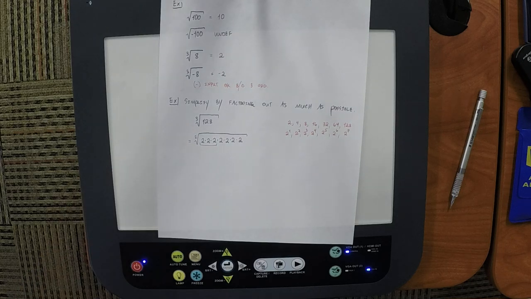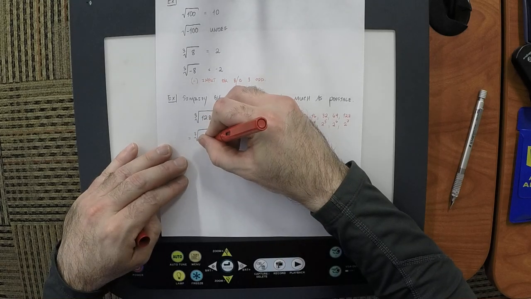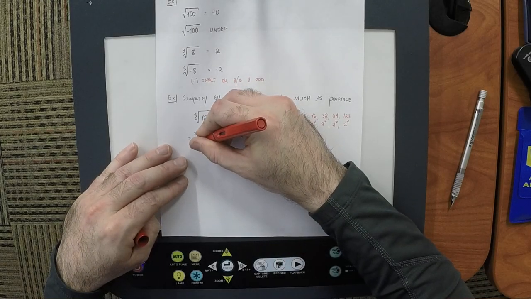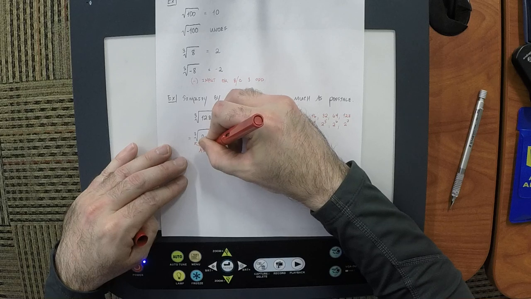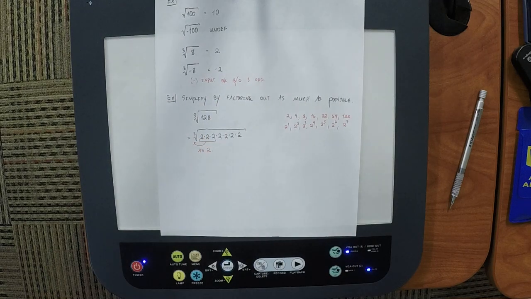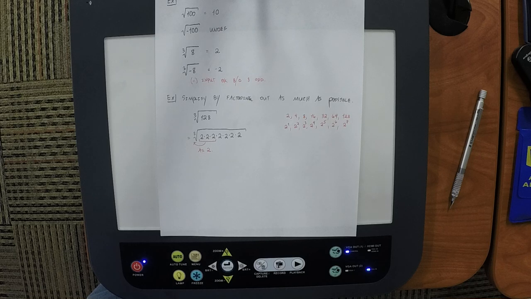Why are we interested in triplets? I thought we were interested in twins. It's cube root. Why were we interested in twins the last time we were dealing with this? Because it was square roots. Now we're interested in triplets. So this triplet of 2s comes out as what? As just a single 2. Because you can think of cube root as a machine where you put in a triplet and out comes a singlet. Right? It collapses it down to just one of them.